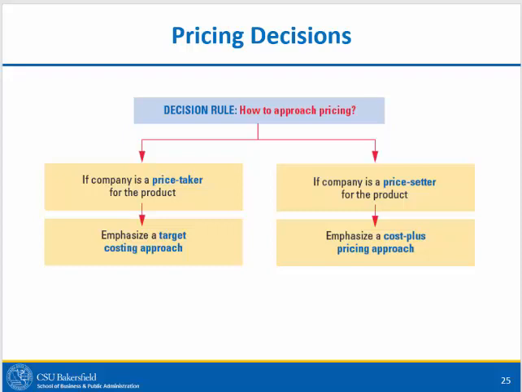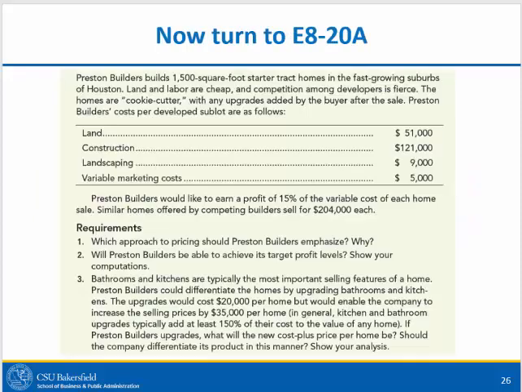So the pricing decision is how to approach pricing. If a company is a price taker for the product, then you emphasize target costing. If a company is a price setter, then you emphasize cost-plus pricing. Perfect. So now let's take a look at this question here.